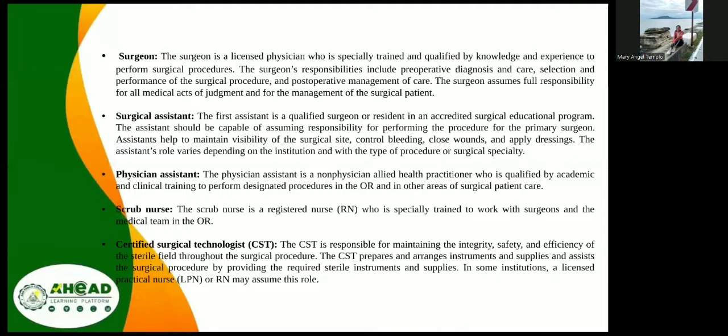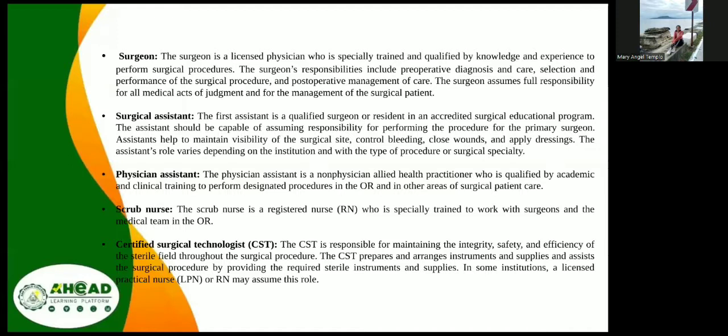Physician assistant. The physician assistant is a non-physician allied health practitioner who is qualified by academic and clinical training to perform designated procedures in the OR and in other areas of surgical patient care. Scrub nurse. The scrub nurse is a registered nurse who is specially trained to work with surgeons and other medical team members in the OR. Certified surgical technologists.